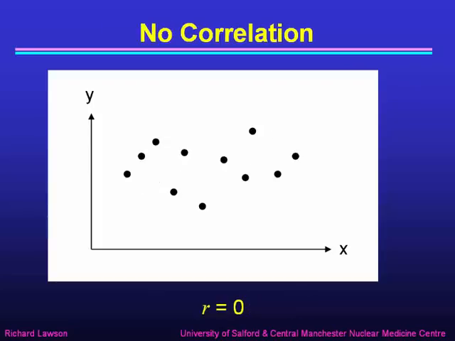However, here we've got a situation where as x increases, y doesn't change at all. It just changes randomly. There's no tendency to increase or decrease overall. R is 0 here. There is no correlation between x and y.